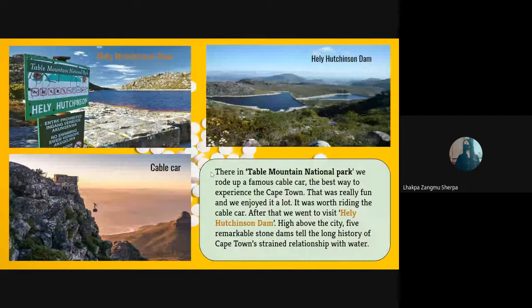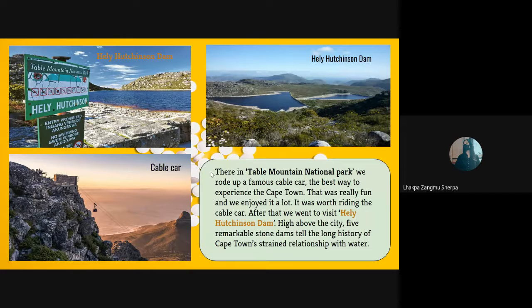So the Table Mountain, it took us almost half an hour by taxi to get there, and our walk started from Tafelberg Road. The path was well constructed with some stone steps. From there, it took us almost 2 hours to reach the Table Mountain Park.